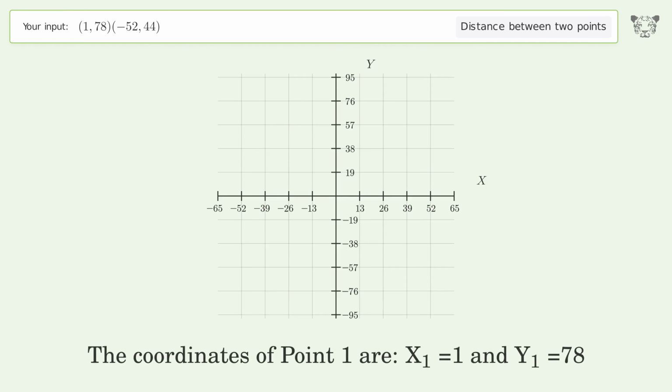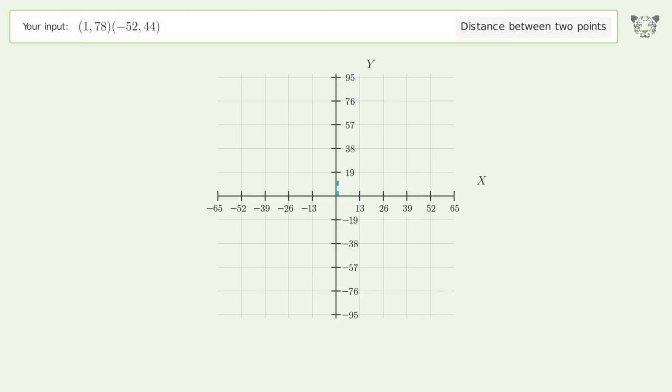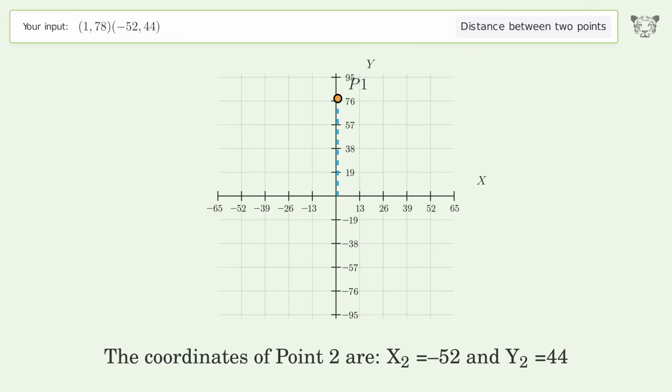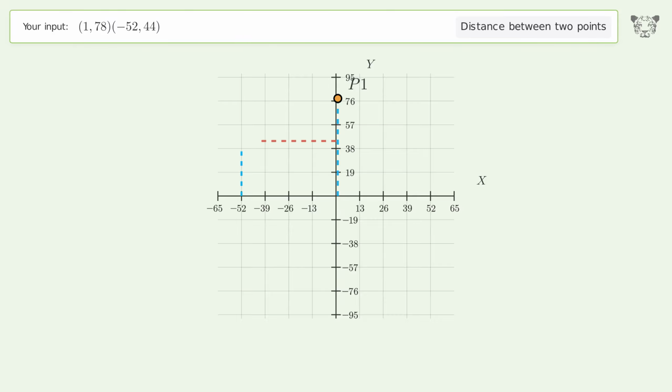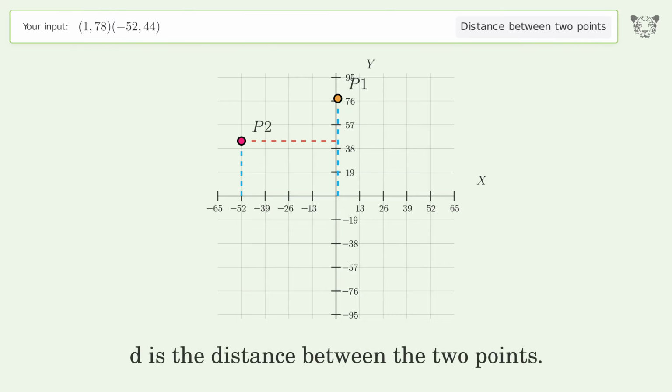The coordinates of point 1 are x1 equals 1 and y1 equals 78. The coordinates of point 2 are x2 equals negative 52 and y2 equals 44. D is the distance between the 2 points.